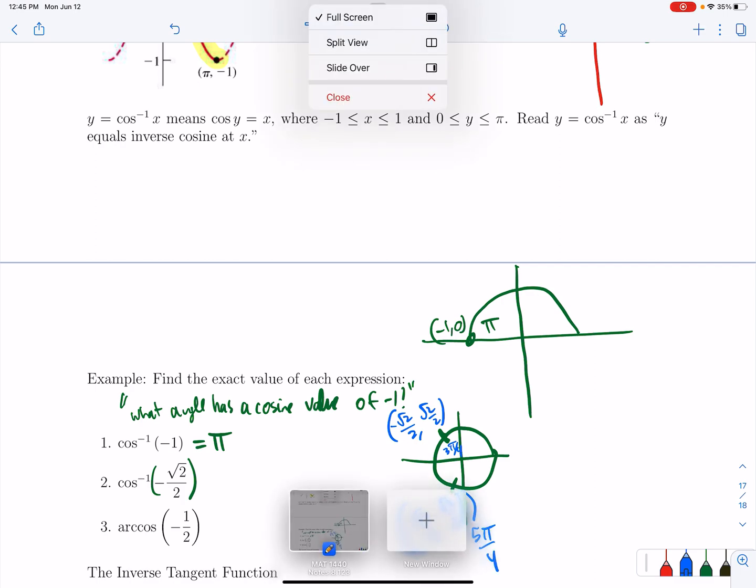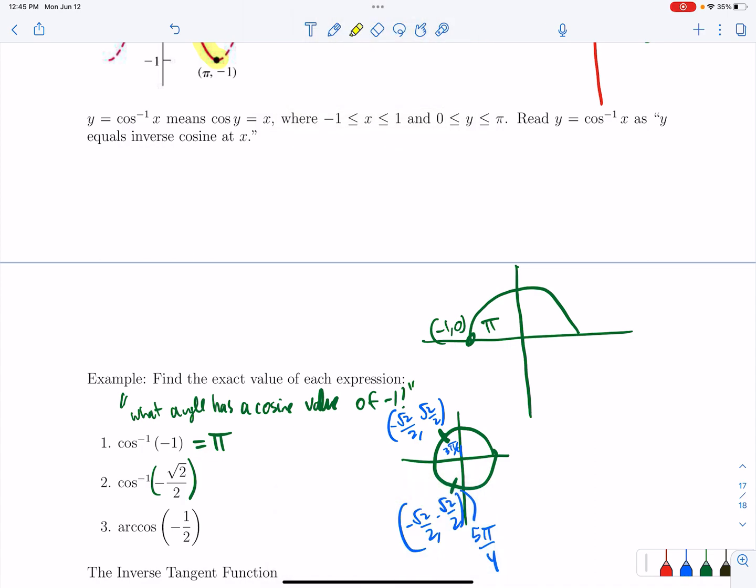But only this angle here, 3 pi over 4, is in the range that we want. So this is 3 pi over 4.